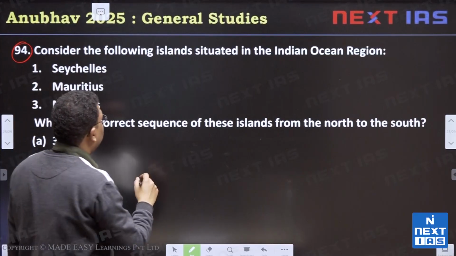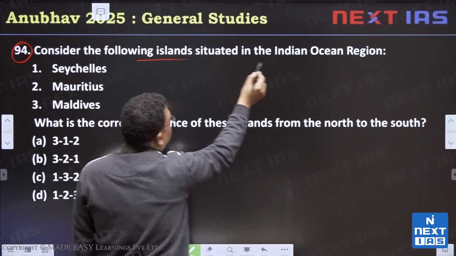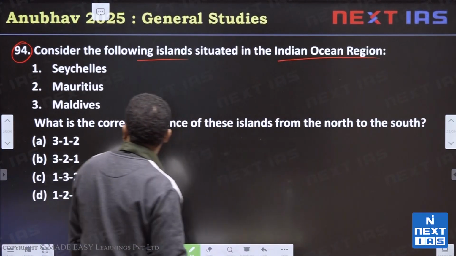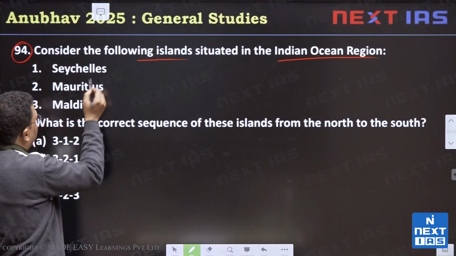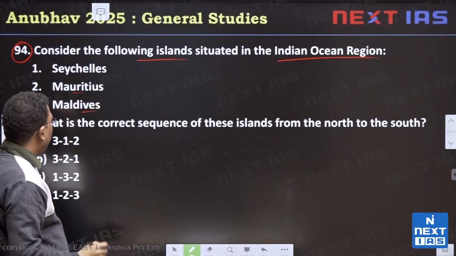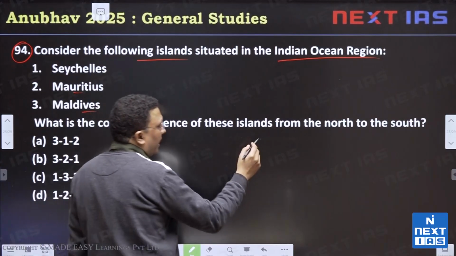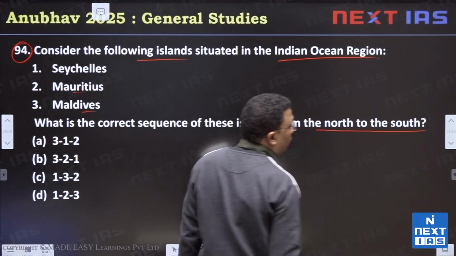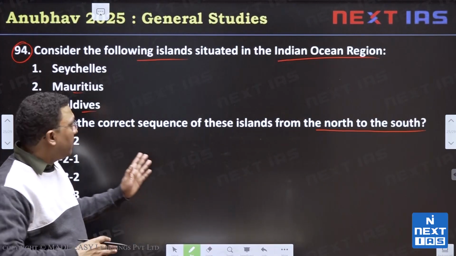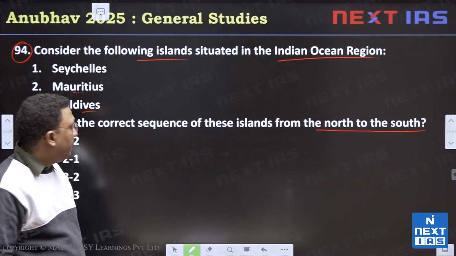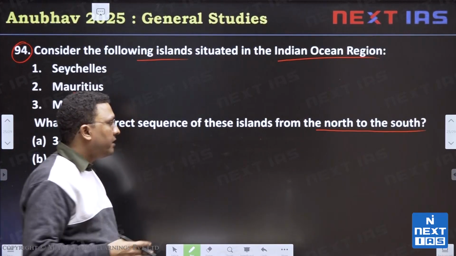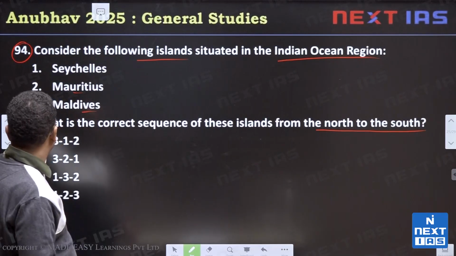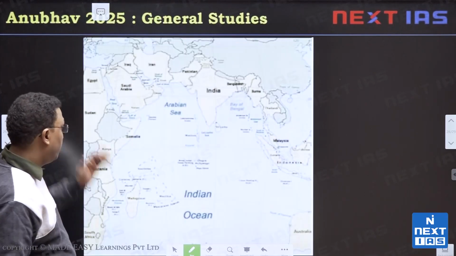It says, consider the following islands situated in the Indian Ocean region. The three islands given are Seychelles, Mauritius, Maldives. What is the correct sequence of these islands from north to south, right? So this is a simple map based question, and it can easily be solved by looking at the map of the Indian Ocean region. So let's see the map of the Indian Ocean region.